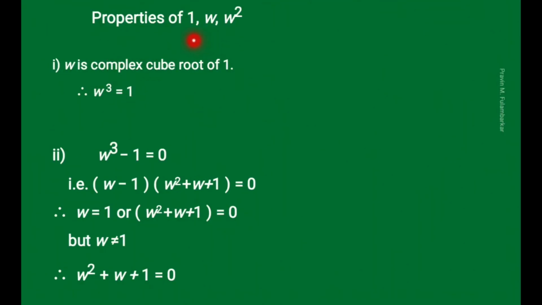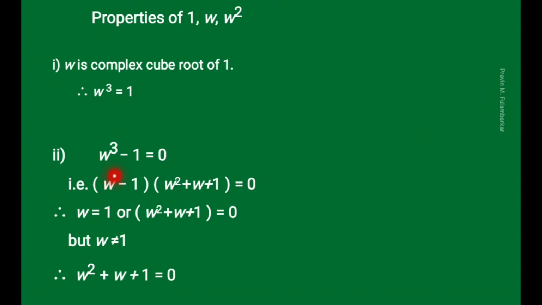Now we see the properties of omega, that is the properties of 1, omega, omega square, that is properties of cube roots of unity. First property: omega is a complex cube root of 1. That means when we take the cube of this omega, we get its value as 1. That means while solving a problem, when we get omega cube, we replace that omega cube by 1.